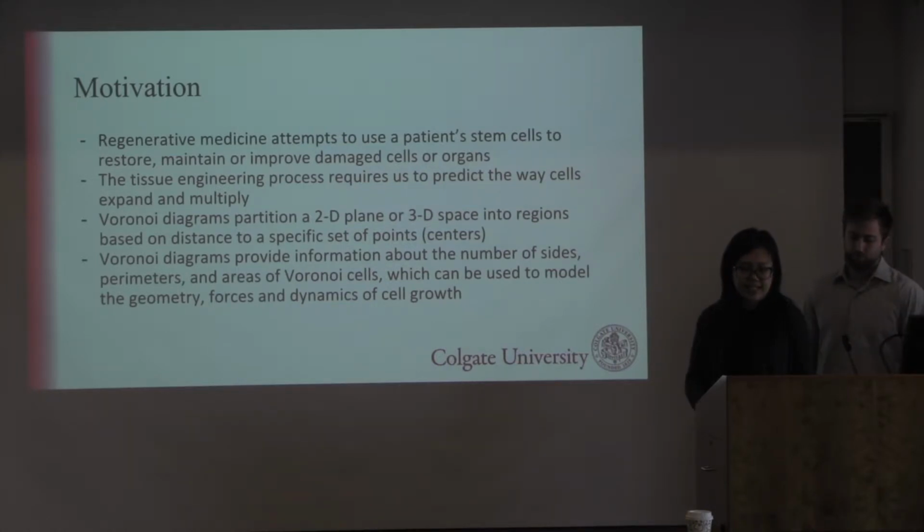And we believe the Voronoi diagram is a useful way to do that because it can partition a two-dimensional plane or three-dimensional space into regions based on distance to a specific set of points or centers. And we also believe that Voronoi diagrams provide us with enough information about the number of sides, perimeters, and areas of Voronoi cells, which can be used to model the geometry, forces, and dynamics of cell growth.